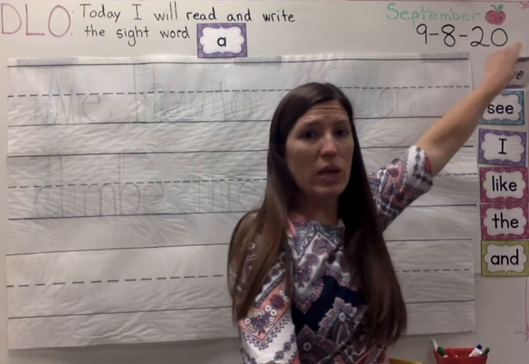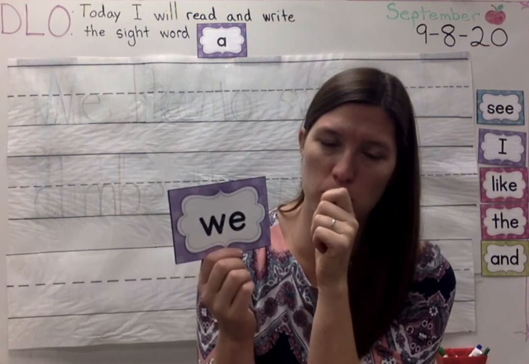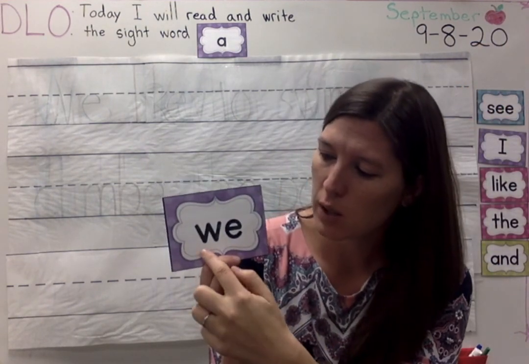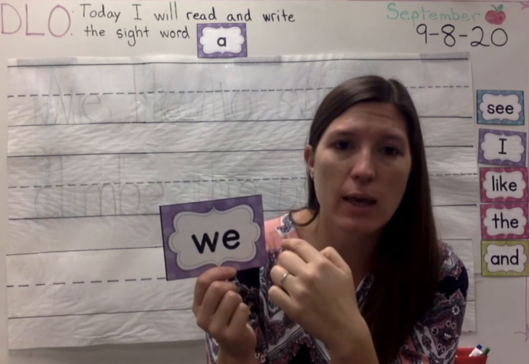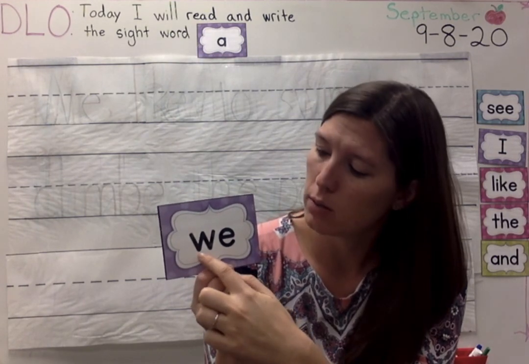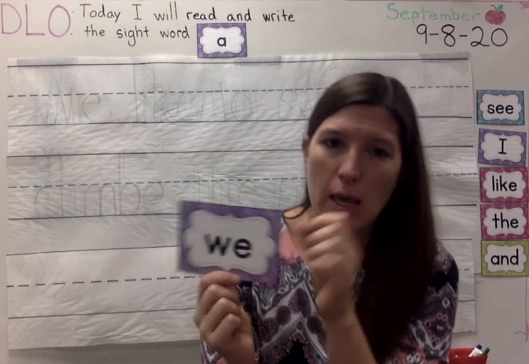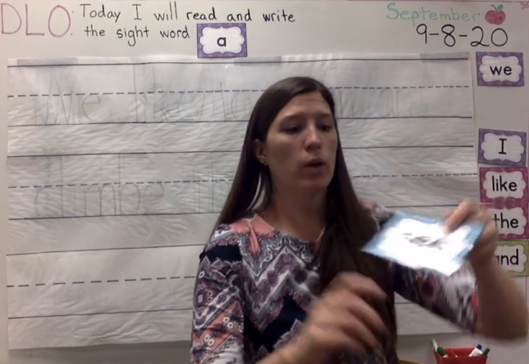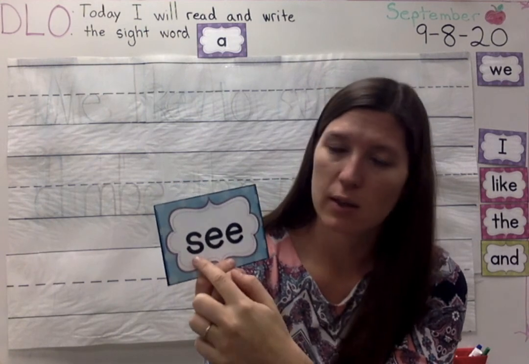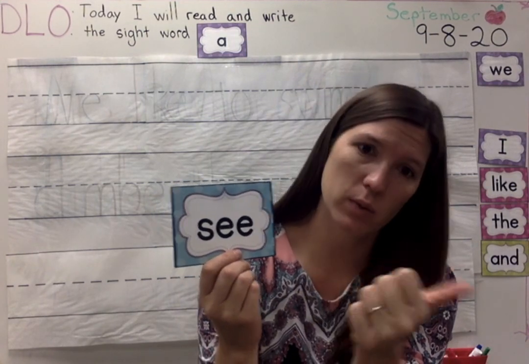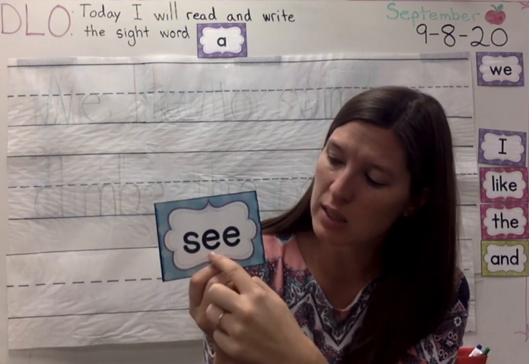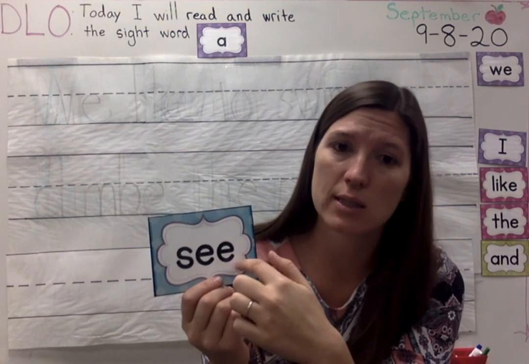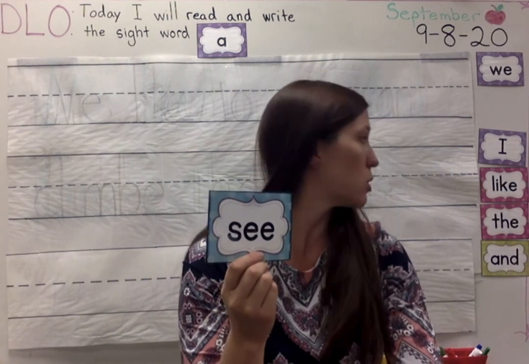We're going to be using we today. Let's spell it and read it 2 times. Ready? W-E, we. One more time. W-E, we. We'll be using we today and our new word see. Let's spell it one time, and then we'll listen to the song. S-E-E, see. Let's listen to the song.